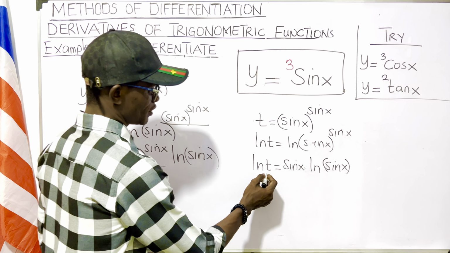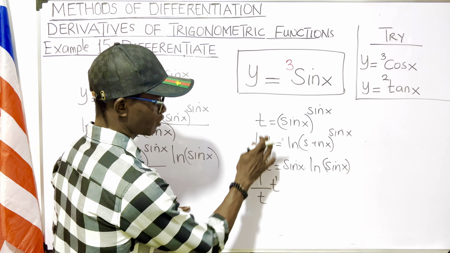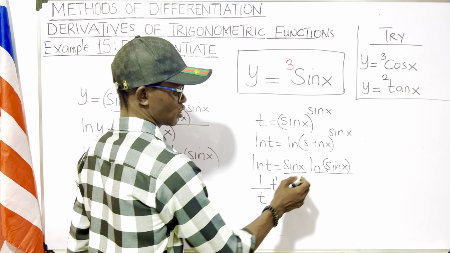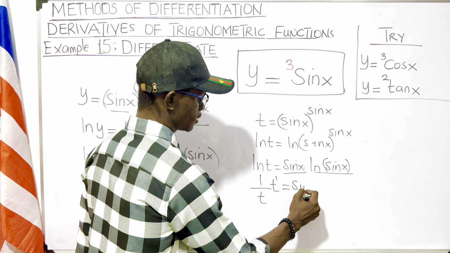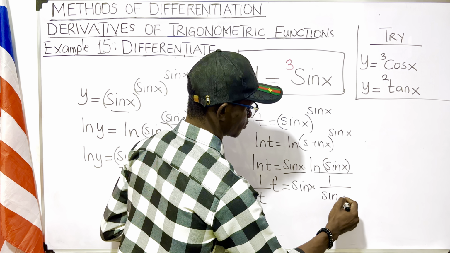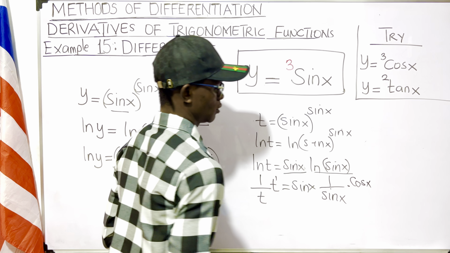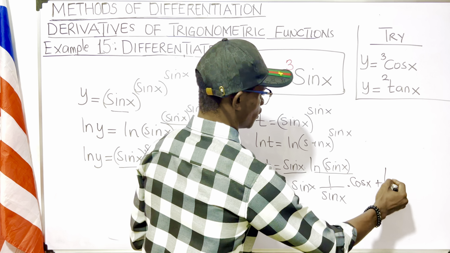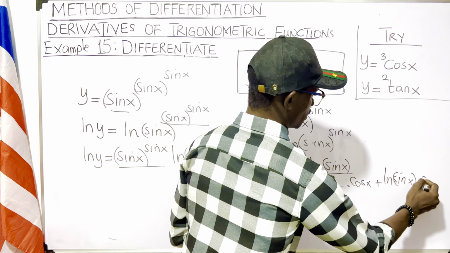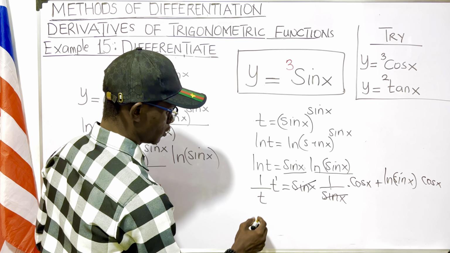So we can now find the derivative of it. It's 1 over t times t prime, because t is the name of this function, equals, now you have this function times this function. So we can use the product rule. We hold sine of x and we differentiate ln of sine of x. So this is 1 over sine of x times the derivative of sine of x, which is just cos of x, plus we hold ln of sine of x now, and then we differentiate this sine of x, we get cos of x. So this sine of x can cancel this one. So we'll be left with t.